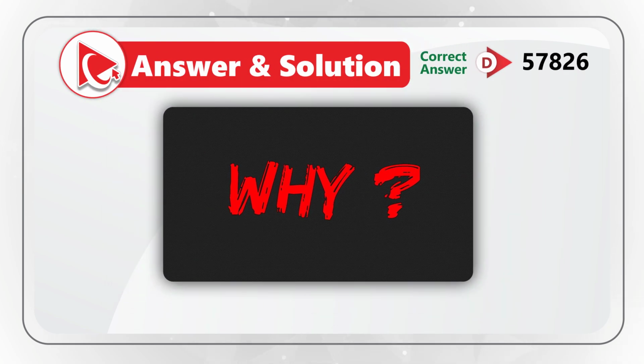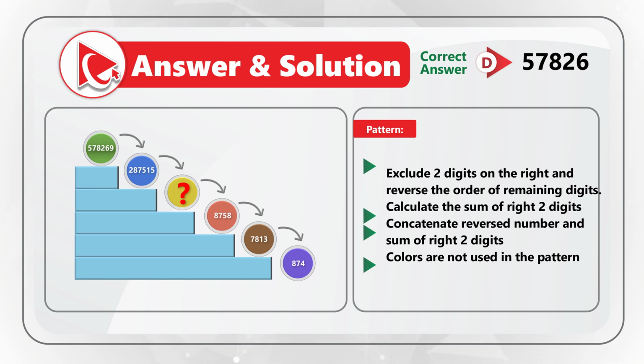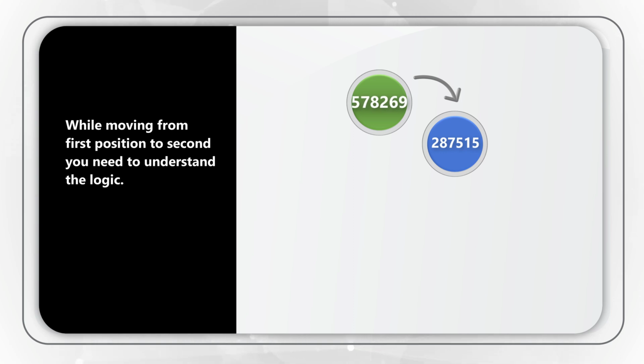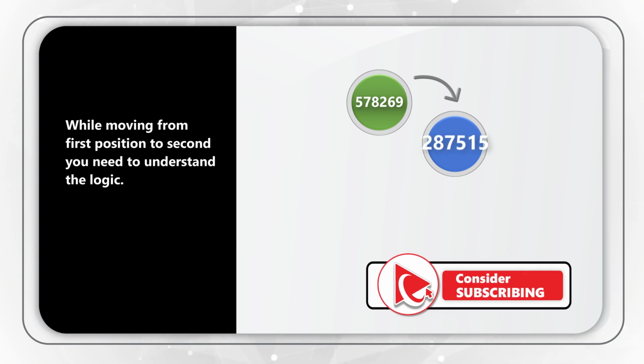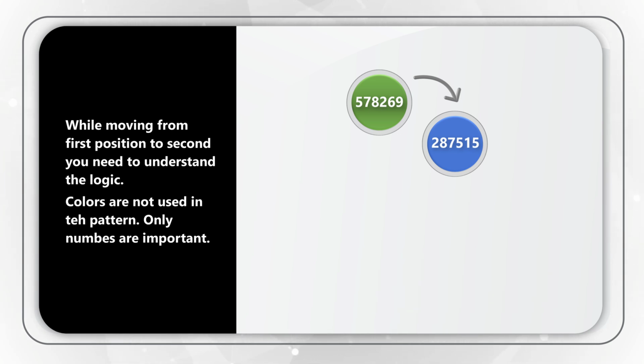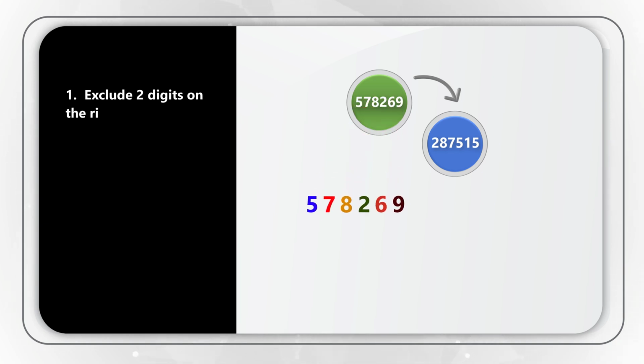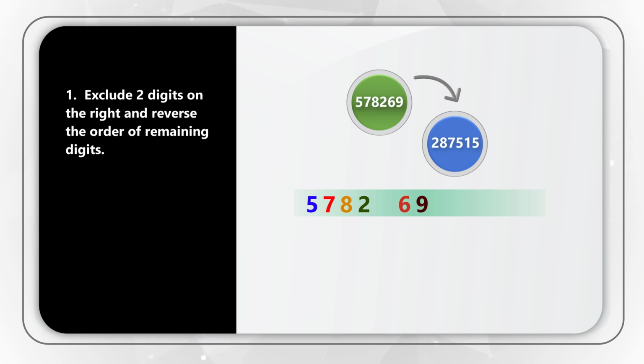To understand why, let's look at the pattern. As the ball rolls from the first position to the second, and we transform from digits 5, 7, 8, 2, 6, 9 to digits 2, 8, 7, 5, 1, 5, we need to understand the logic. As you might have suspected, the colors are not used in the pattern, and they're there just to deceive you. Only numbers are important. And to complete the transformational pattern, we need to do it in 3 steps. Step 1. We need to exclude 2 digits on the right and reverse the order of the remaining digits.